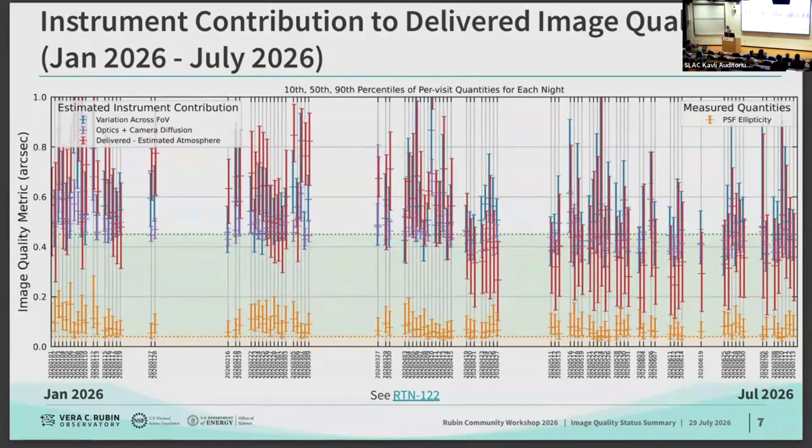And just for comparison, the orange here is the ellipticity contribution. And what's interesting is that it's been relatively stable throughout this early operations period. But the fact that it's stable as we've been improving the PSF full width half max is actually showing that we're achieving a better control of the optics contribution.